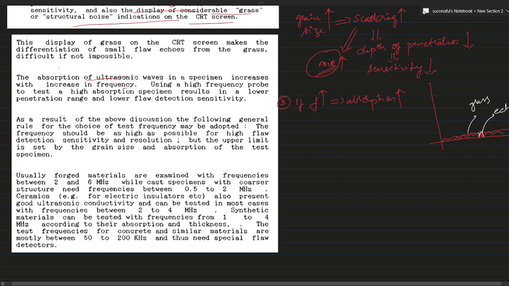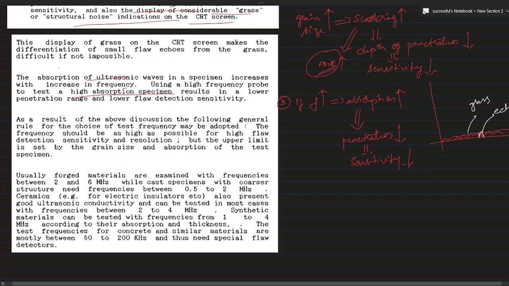Using a high frequency probe to test a high absorption specimen results in a lower penetration range and lower flaw detection range. They are telling that if frequency increases, absorption increases. If absorption is getting increased, the ultrasonic energy will not go deep into it. So what you are getting is that penetration is very less, and penetration less implies flaw detection less. That means sensitivity decreases.